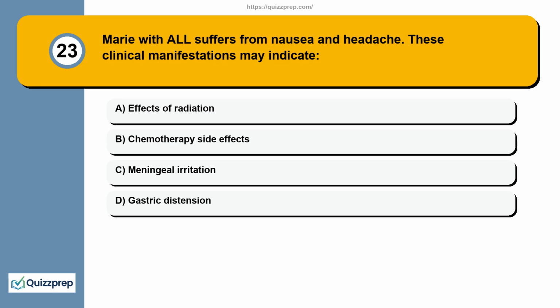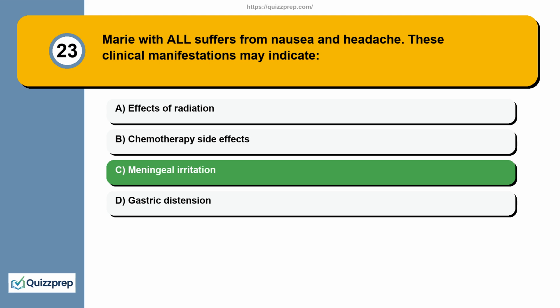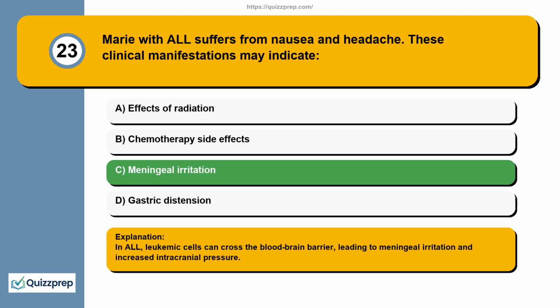Question 23. Marie with ALL suffers from nausea and headache. These clinical manifestations may indicate effects of radiation, chemotherapy side effects, meningeal irritation, gastric distension. In ALL, leukemic cells can cross the blood-brain barrier, leading to meningeal irritation and increased intracranial pressure.